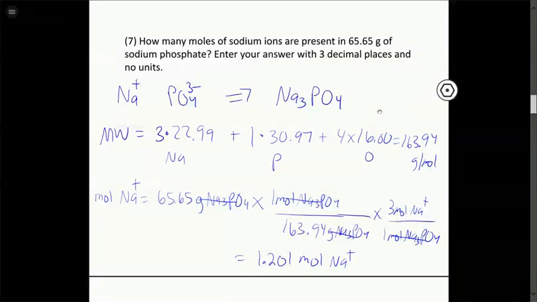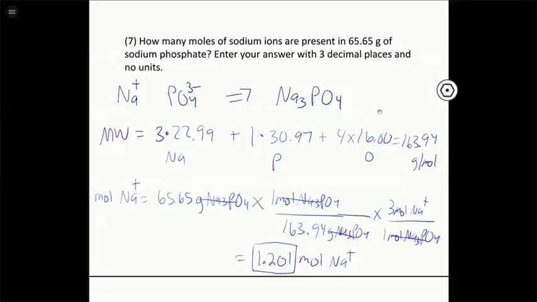And if this was a Blackboard problem, of course, you would just enter the number. I think we all got the hang of that, but remember, don't put units in Blackboard. We won't ask you for units, just enter the number. And that's going to give us the moles of sodium ions, which is related to the moles of Na3PO4 by that conversion.